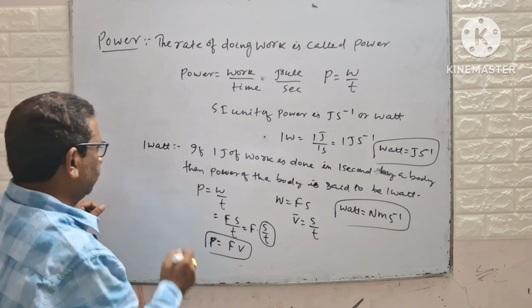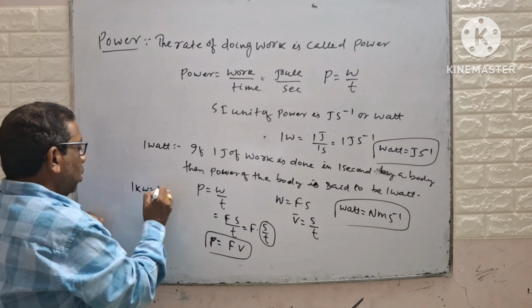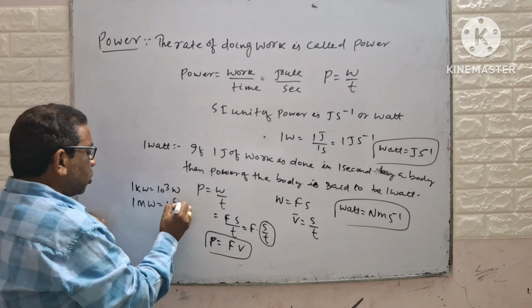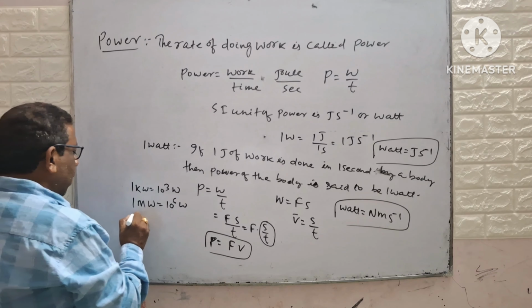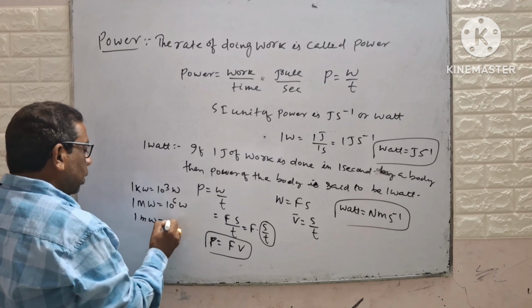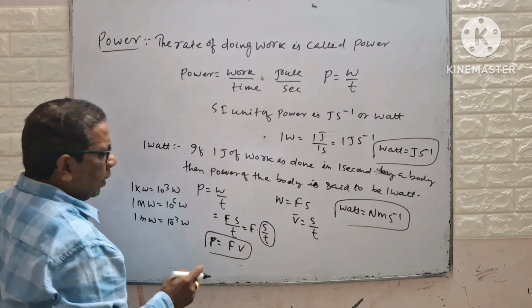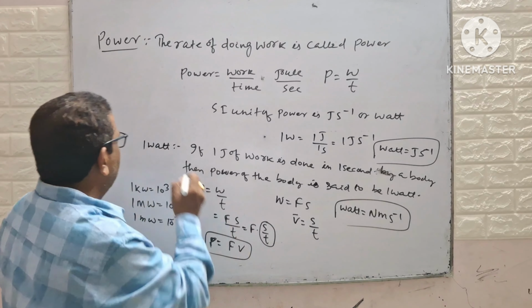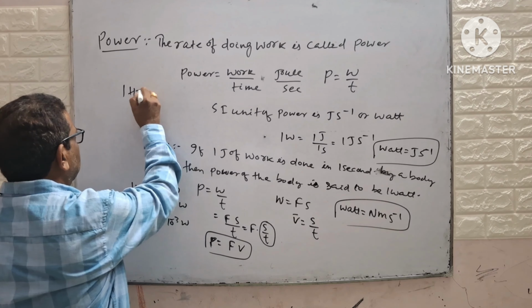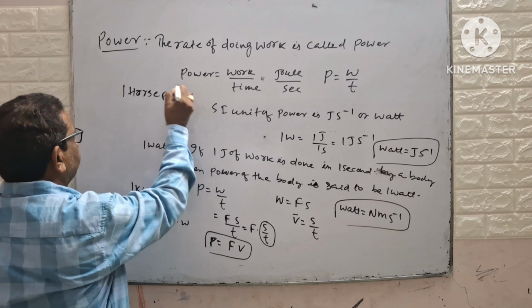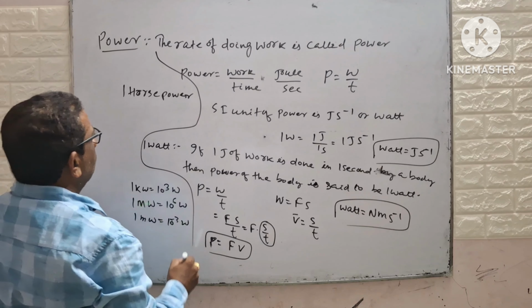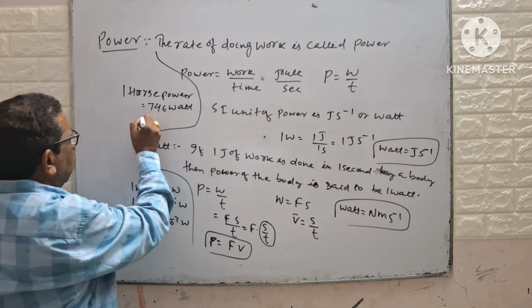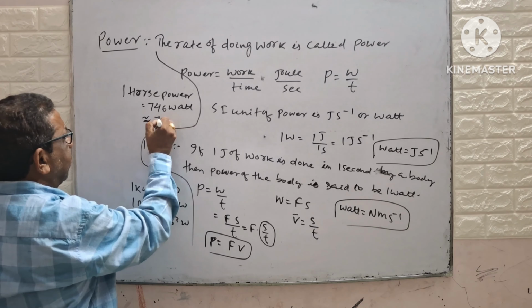Higher units of power: 1 kilowatt equals 10 to the power 3 watt, 1 megawatt 10 to the power 6 watt, 1 milliwatt 10 to the power minus 3 watt. Another unit for power is horsepower. 1 horsepower equals 746 watt. We can nearly take it as 750 watt.